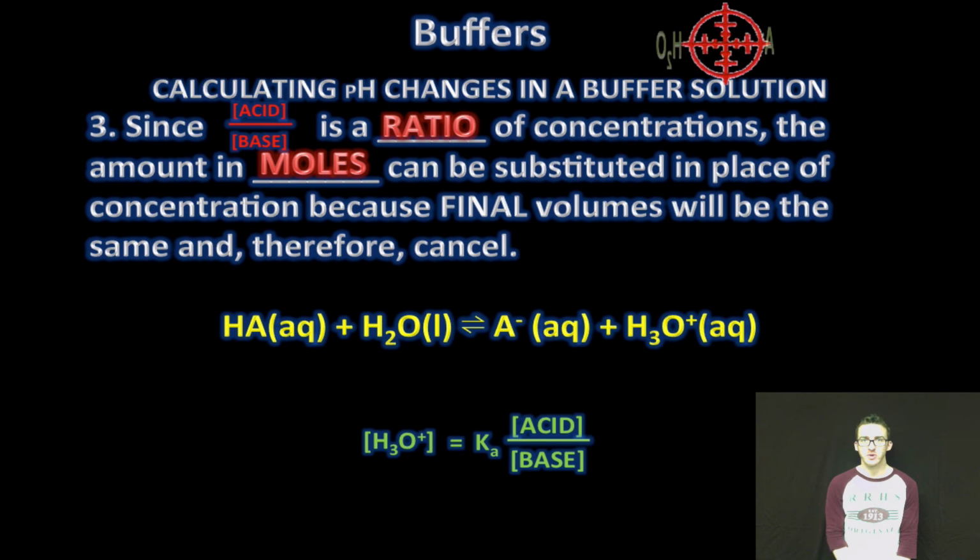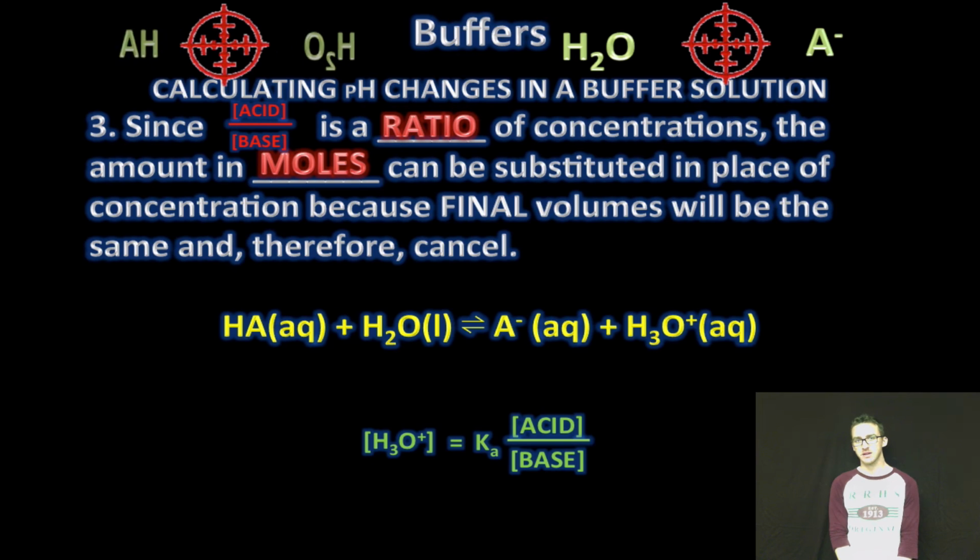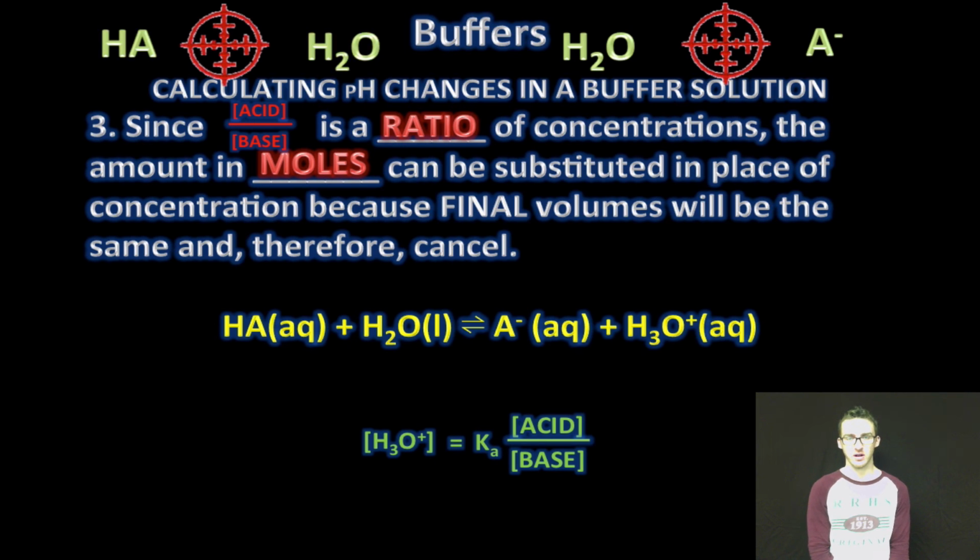Okay, and lastly, I just want to remind you that it's important to recognize that because the concentration of weak acid to conjugate base is a ratio of concentration, it's really the amount in moles that's important. Final volumes will cancel out, and so recognize that it's perfectly acceptable to use number of moles instead of concentrations.